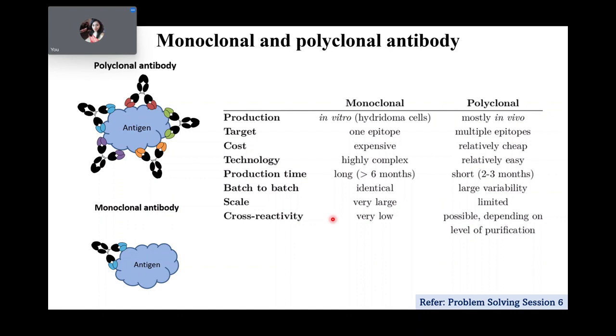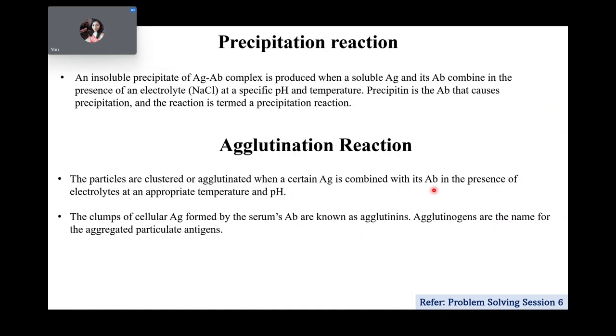And the other one is agglutination reaction. So here, instead of an insoluble precipitate, you will have particles clustering, or agglutination, in the presence of antigen and antibody, and those clumps that you observe, which are of the cellular antigen, will let you know whether such an antigen is present in the patient or not. One example where it is widely used is the blood group typing.